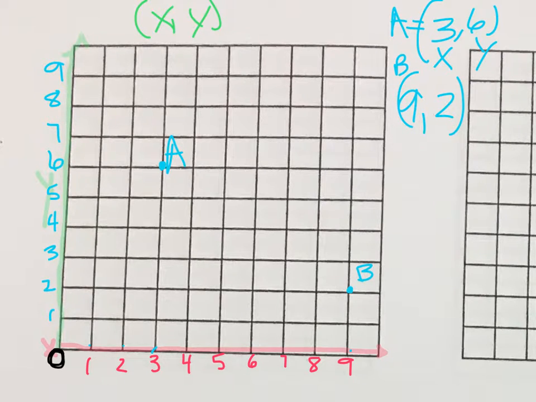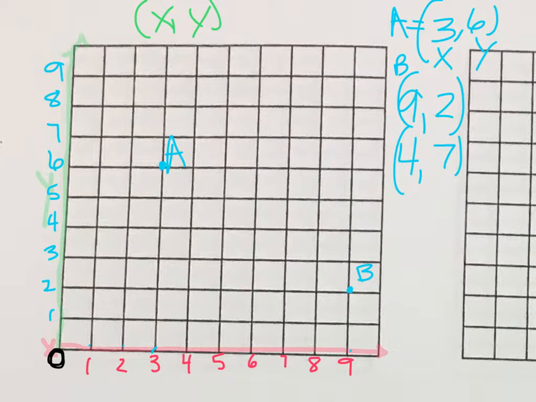Excellent. Okay, next one. Here we go. I want you to do 4, 7. This is point C. 4, 7.